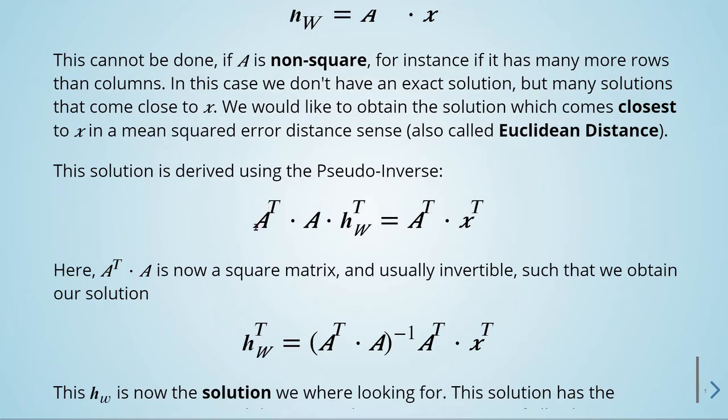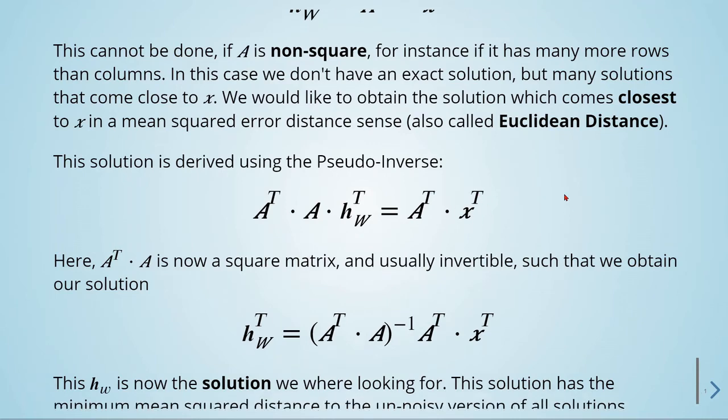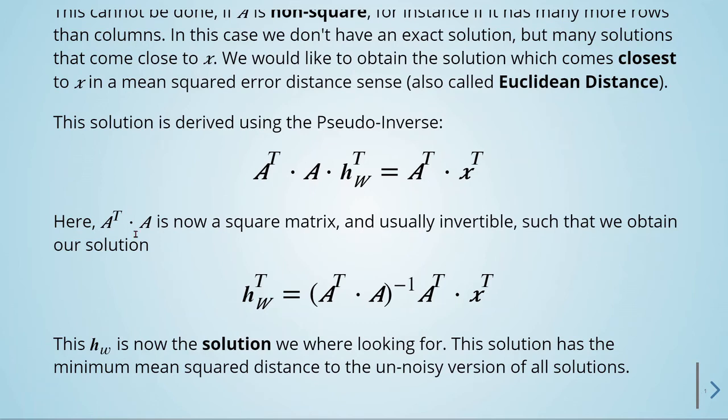So we have A transpose times A times h_w transposed equals A transpose times x transposed. So here A transpose times A is now a square matrix and usually invertible, such that we obtain our solution h_w transposed is equal to (A transpose times A) to the power of minus 1 times A transpose times x transposed. So this h_w is now the solution we were looking for, and this solution has the minimum square distance to the unnoisy version of all solutions.